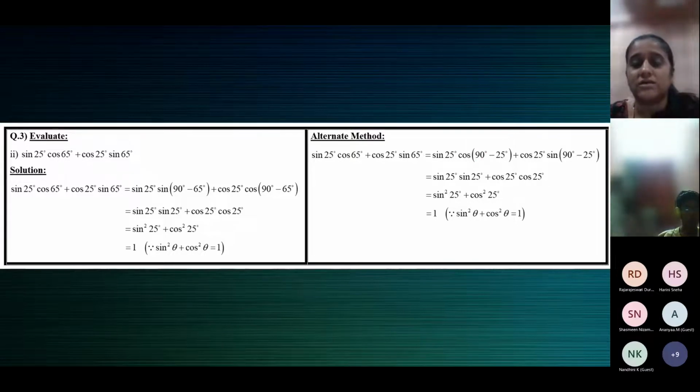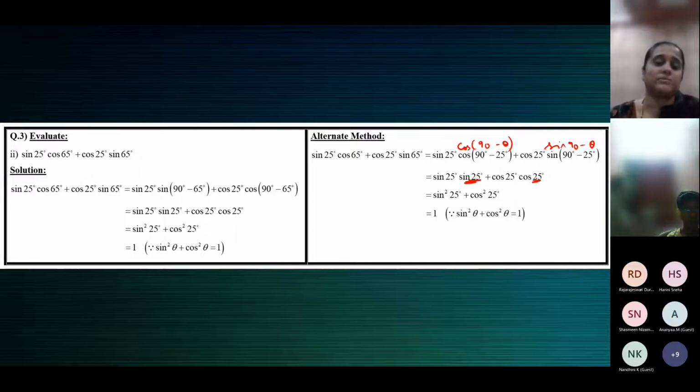I hope it's clear. In the second step, now this is cos 90 minus theta. What is cos 90 minus theta? Sin theta. So sin theta, sin 25. See here, sin 25. And here sin 90 minus theta. Sin 90 minus theta is cos theta. Cos 25. See here, cos 25.